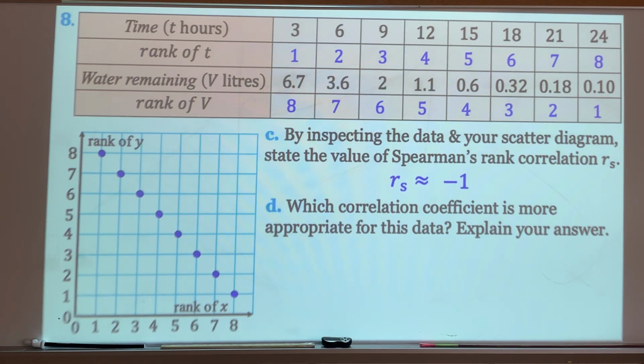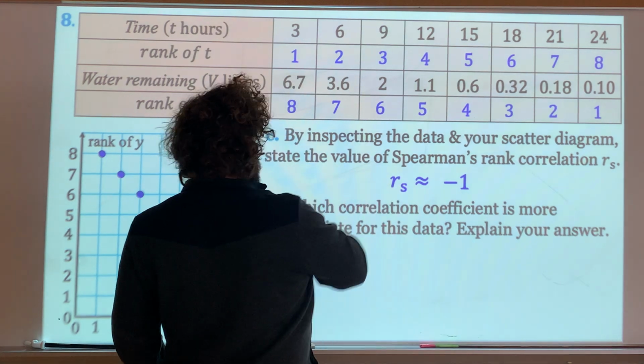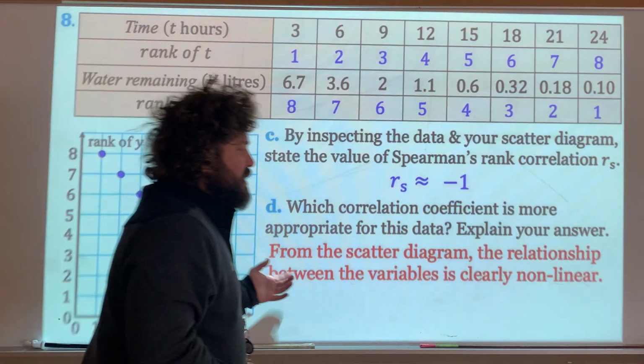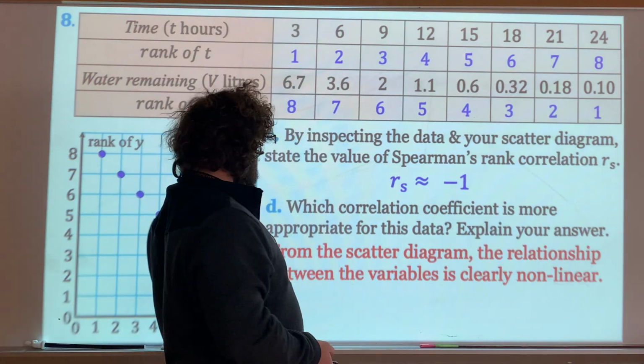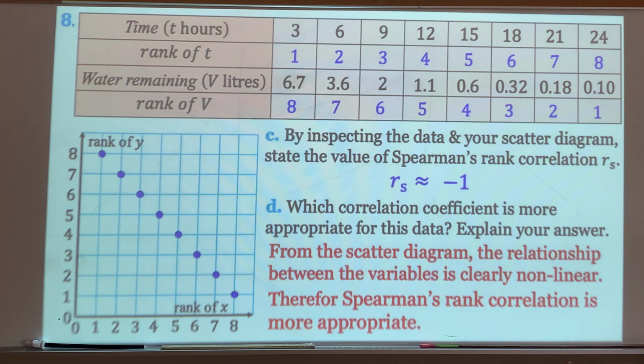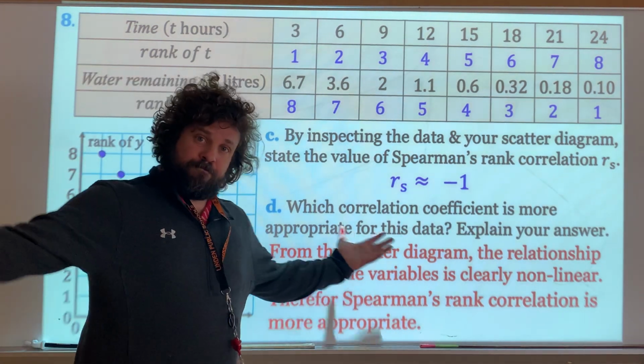Which correlation line is more appropriate? Well, duh. It's obviously going to be the Spearman correlation. From the scatter diagram, the relationship is clearly nonlinear. Remember before I told you it had like a quadratic or an exponential look to it. Therefore, Spearman's rank correlation coefficient is much more appropriate.